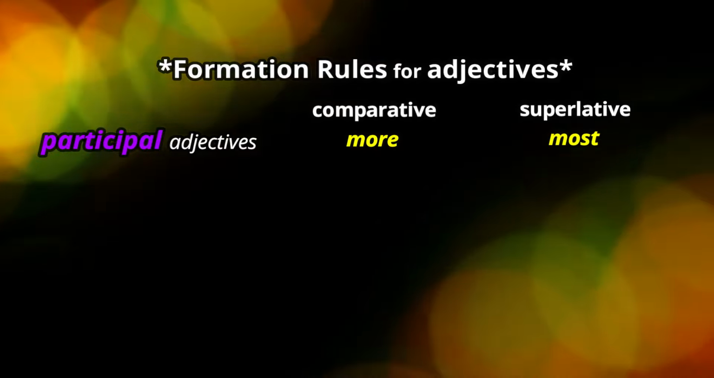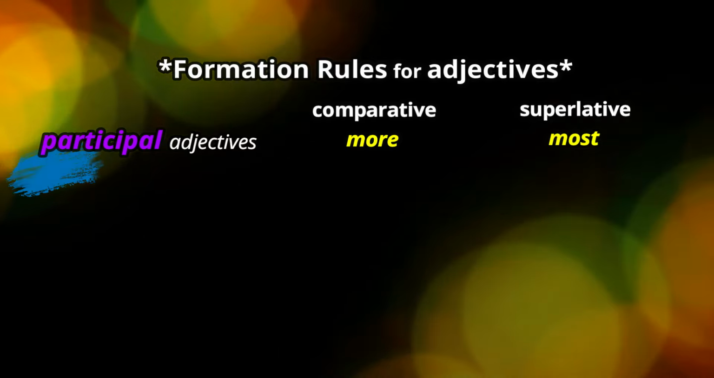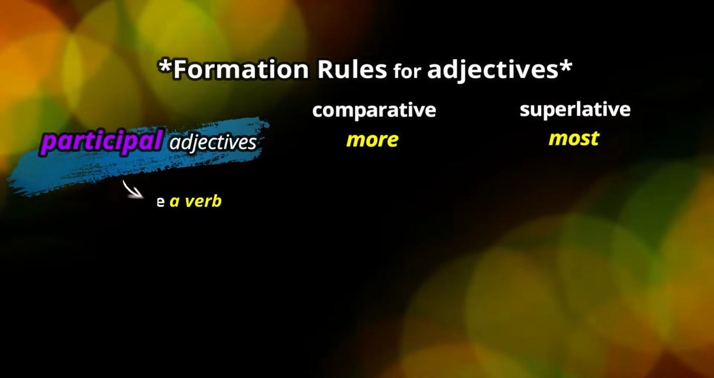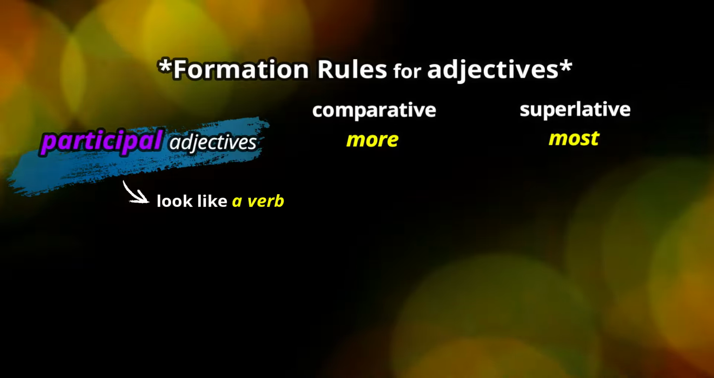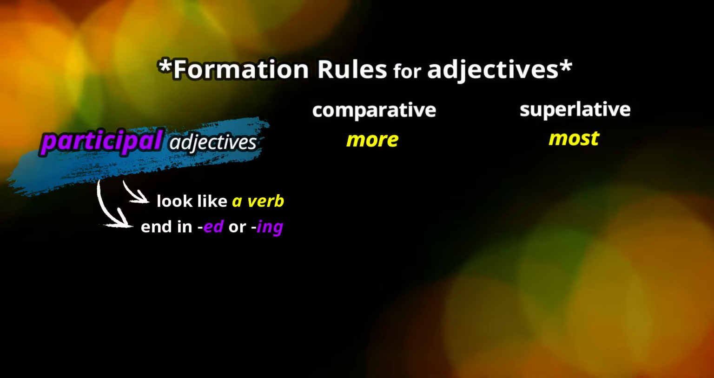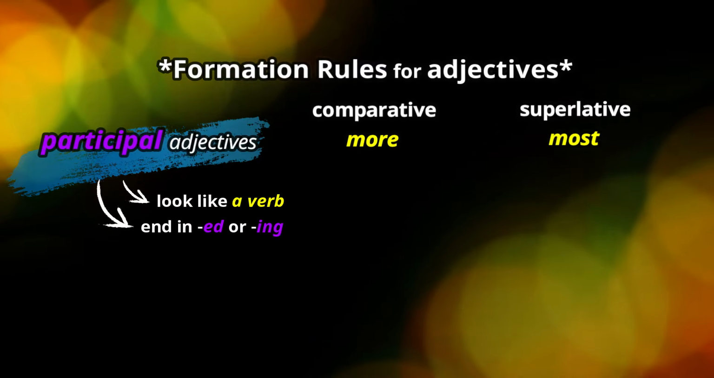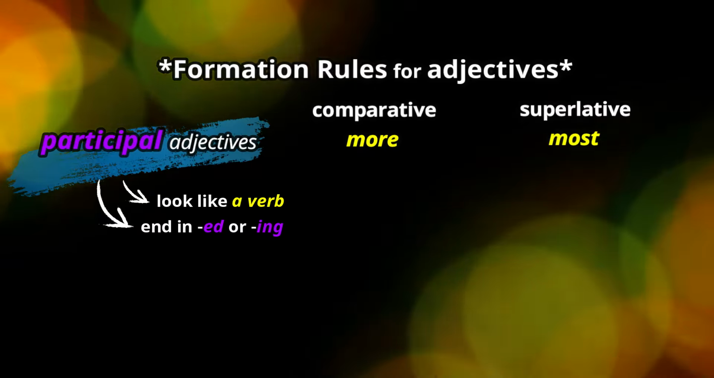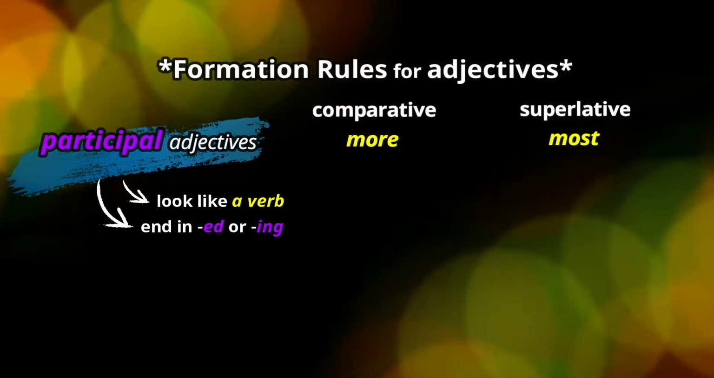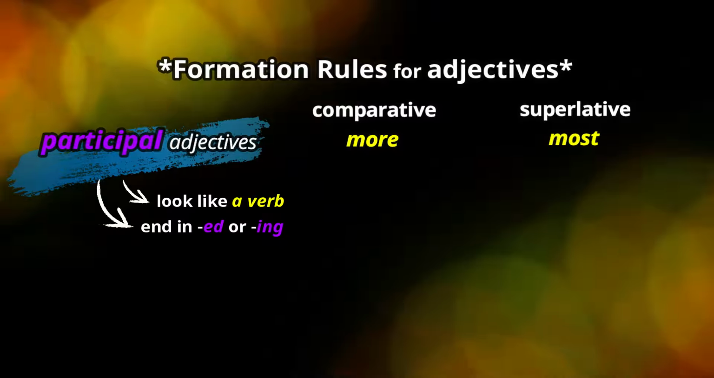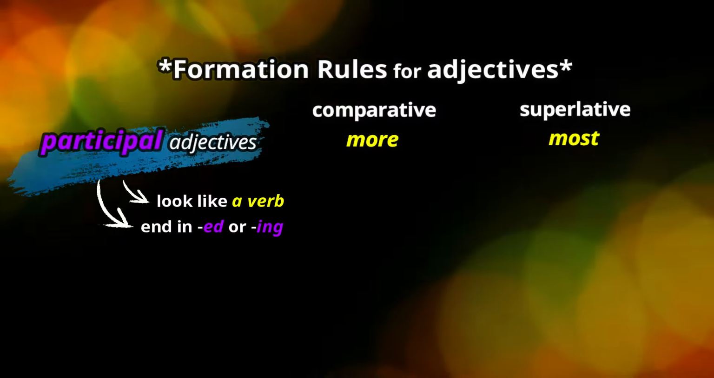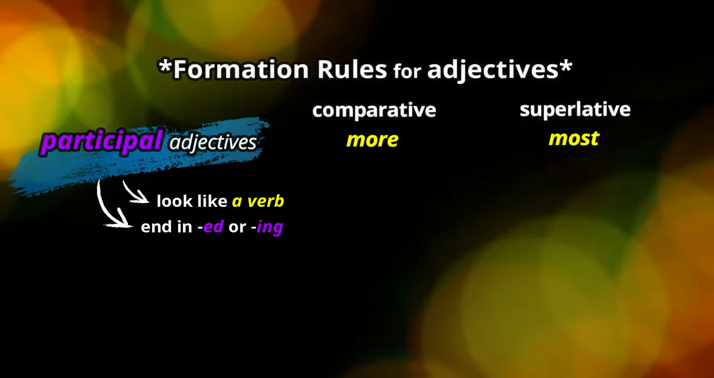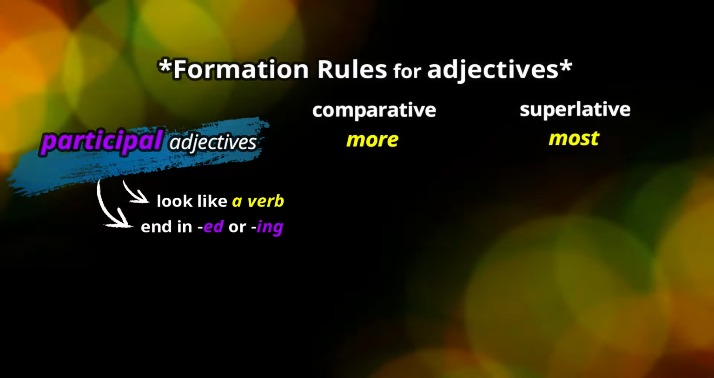Also, for participle adjectives, you form the comparative with more and the superlative with most. Now, a participle adjective is an adjective that looks like a verb because it usually ends in ed or ing. These endings usually are found on verbs and they're called participles. So that's where the name comes from. So let's look at some participle adjectives now.